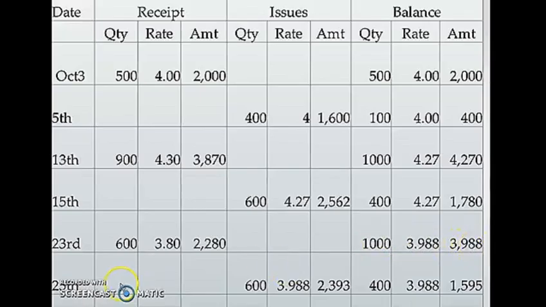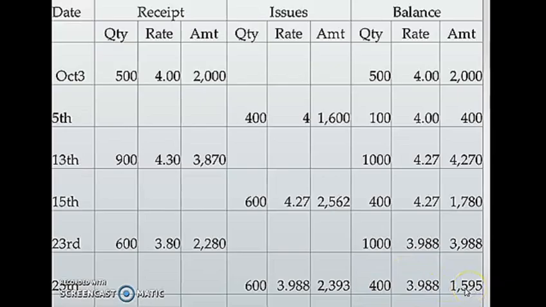3988. Next, on 25th October, there is an issue of 600 units at the rate of 3.988. The total amount is 2393. By deducting the 600 units from this 1000, we get 400 units and the rate is 3.988. The total amount we have is 1595.